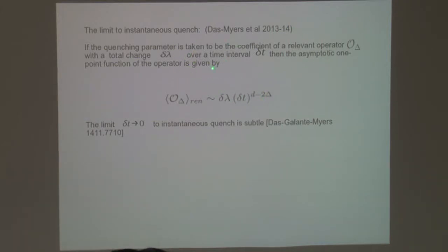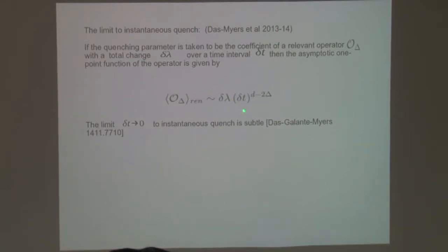I am not going to go into great detail on this one, but for example, if your quench parameter is the coupling constant corresponding to a certain relevant deformation of the conformal field theory, and you change the coupling by an amount delta lambda over a time delta t, then the asymptotic one-point function has a behavior like this, which for 2 delta, where delta is the dimension of this operator, greater than d, clearly looks like a divergent quantity in the limit of instantaneous quench, in which you let delta t go to infinity.